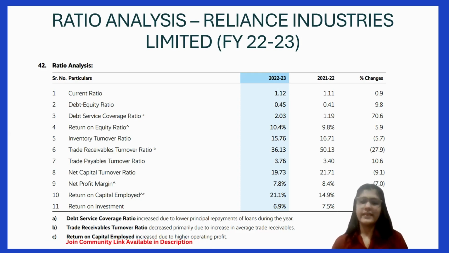Also, major variations of about 25% have to be cited with the reasons. As you can see, the debt service coverage ratio has changed by about 70%. And along with it, the trade receivable turnover ratio and return on capital employed. So these are cited with the reasons.